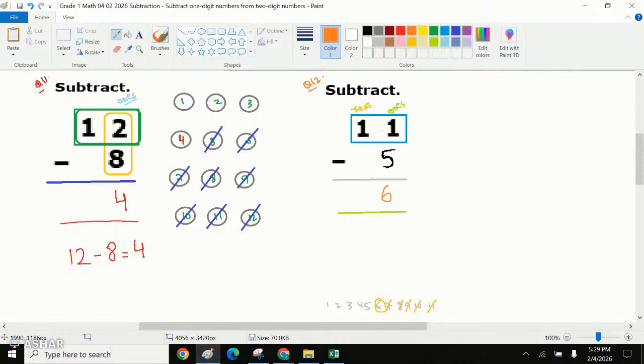Because in the 11, the ones position is smaller than the number below it. That was 5. So we consider it as a whole. We cannot do ones minus 1 and tens minus 10. So what we can do is 11 minus 5 as a whole, which should be 6. Okay? Let's have a look at some more questions.